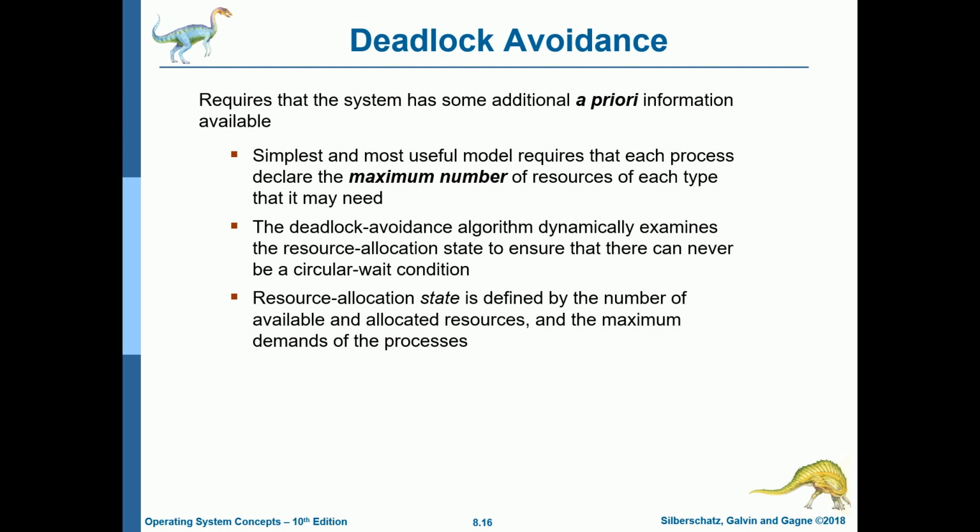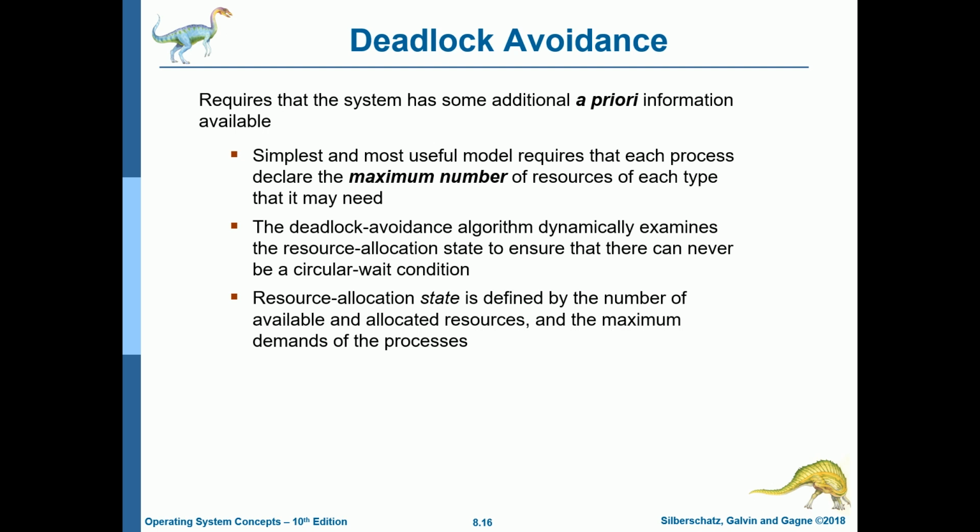Now, we have previously discussed the deadlock prevention algorithms. Now let's take a look at deadlock avoidance. An alternative method for avoiding deadlocks is to require additional information about how resources are requested. The various algorithms that use this approach differ in the amount and type of information required. The simplest and most useful model requires that each thread declare the maximum number of resources of each type that it may need. Given this priori information, it is possible to construct an algorithm that ensures that the system will never enter a deadlock state.